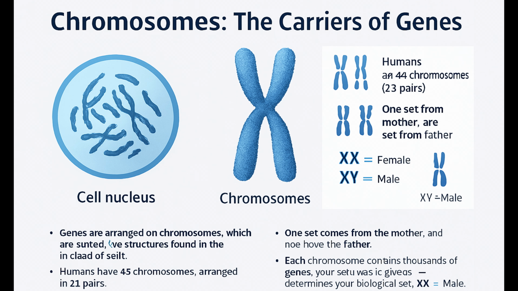The carriers of genes: genes are arranged on chromosomes, which are thread-like structures found in the nucleus of cells. Humans have 46 chromosomes, arranged in 23 pairs. One set comes from the mother and one from the father. Each chromosome contains thousands of genes. Your 23rd pair is special. It determines your biological sex. For example, XX is female, XY is male.